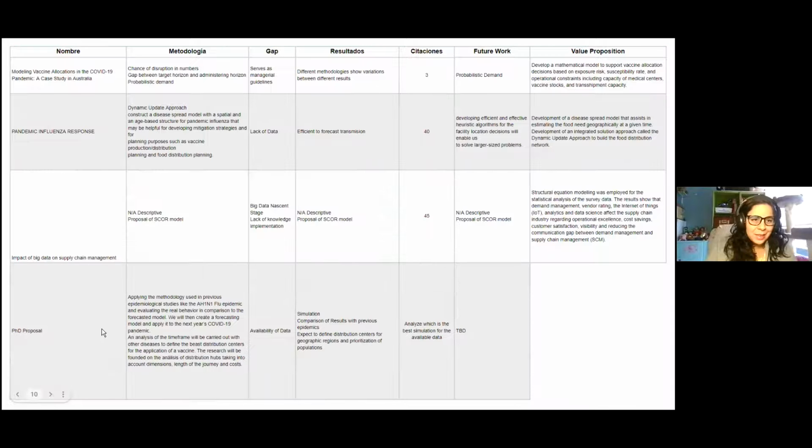And the other one that I have found super useful is this one. It's very recent. They model a vaccine allocation in the COVID-19 pandemic in Australia. Most of what these studies have done is forecast demand, and then based on that, decide which the best distribution centers are going to be.